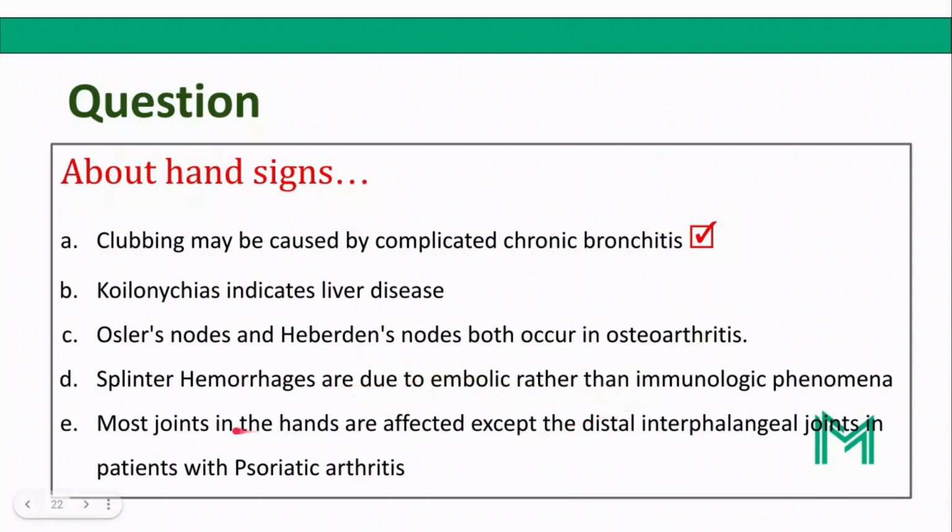Now, most joints in the hands are affected except the distal interphalangeal joint in patients with psoriatic arthritis. That is a very false statement because in psoriatic arthritis, yes, large joints are affected, small joints are affected, and it's very, very common to see involvement of the distal interphalangeal joint. So this is a very false statement.